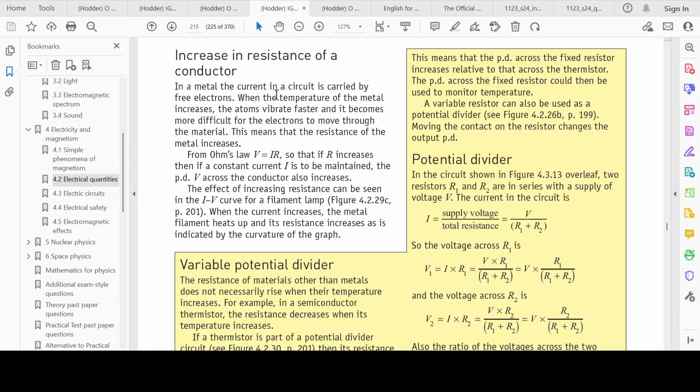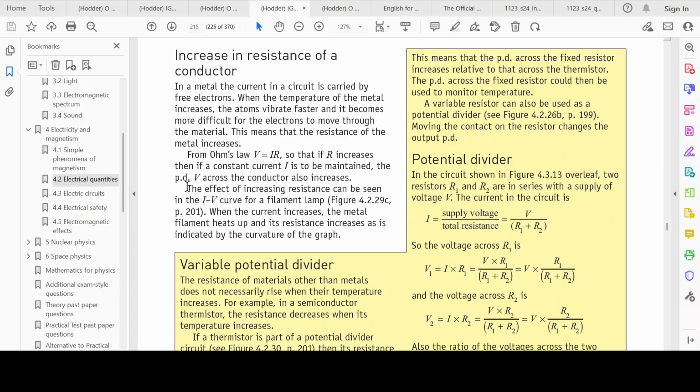Now, when the resistance of the ohmic conductor, which follows Ohm's law, so V equals IR, increases, if a constant current is to be maintained, so if you want to supply a constant current to that component or circuit, then the potential difference also needs to be increased across the conductor. Otherwise, if the resistance goes up, your current value will fall if the potential difference remains the same.